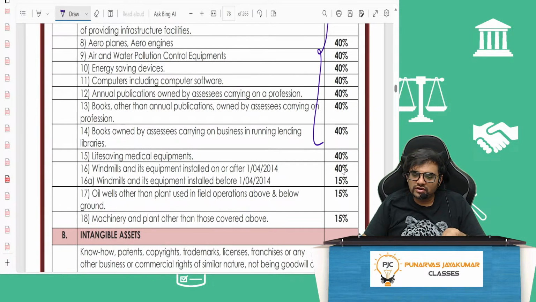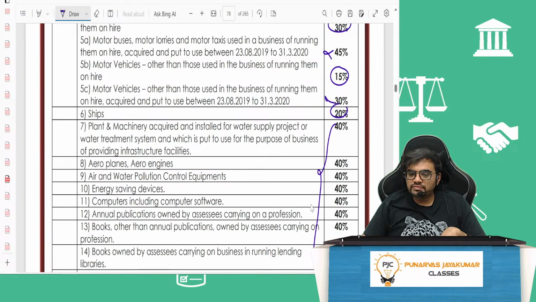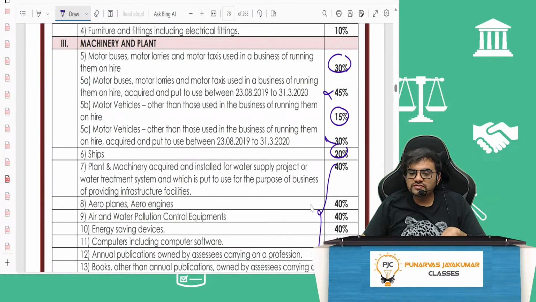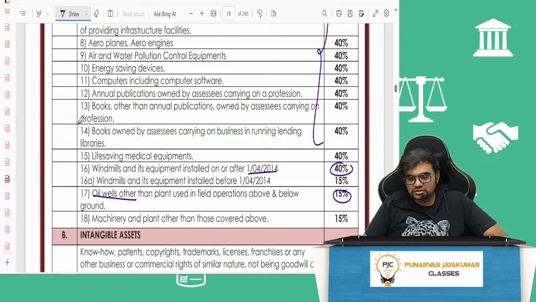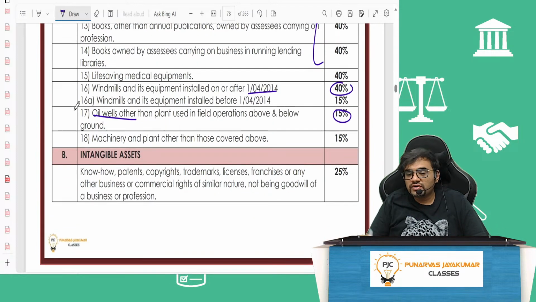Windmill, that too, if it is before, after it's 40 only, leave it. After 1/4/2014 it's 40. Oil well is 15%. So basically oil well is 15%, ship is 20%, motor vehicle is 15%, motor vehicle plying on hire is 30%, remaining is 40%. That is your aeroplane, aero engine, annual publication, computers, including computer software and all those things. Except all other normal machinery which is not covered here will be under the 15% regime.